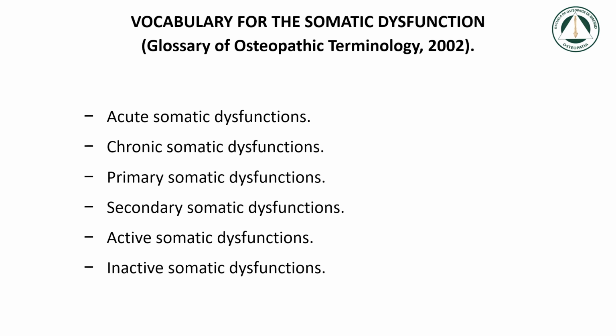Primary somatic dysfunction is the first somatic dysfunction to maintain a full pattern of secondary dysfunctions. Secondary somatic dysfunction is due to a mechanical or neurophysiological response. It is the consequence of other etiologies.